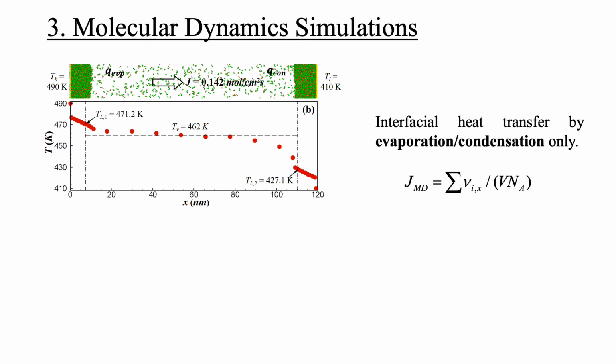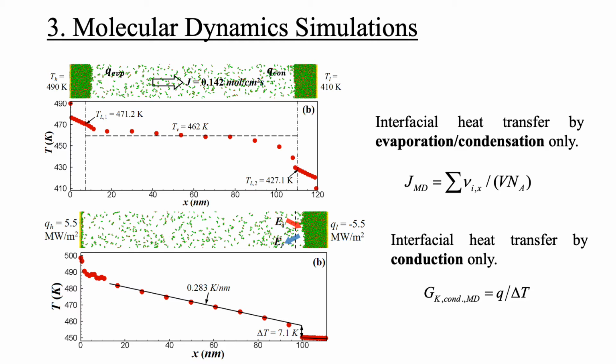This generates the bulk movement of mass, also known as molar flux, across the central vapor region, in which a relatively constant temperature indicates that only energy is transferred through evaporation and condensation at the two liquid surfaces. In order to obtain the molar flux directly from the simulation, we make use of the sum of all molecules' velocity in the central vapor region, divided by the volume and Avogadro's number.